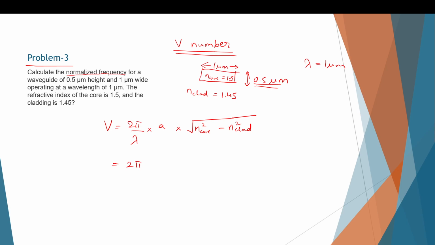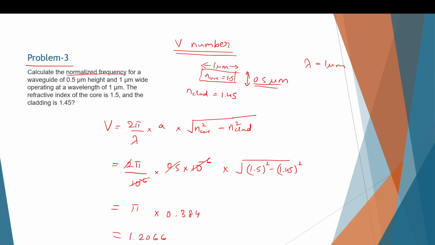So I'll get 2 pi over lambda, where lambda is 1 micron, so 10 power minus 6, times A, which is 0.5 micrometers, so 0.5 into 10 power minus 6, into root of 1.5 square minus 1.45 square. Now it is straightforward. 0.5 is just 1 by 2, pi times 0.384. That comes out to be 1.2066.